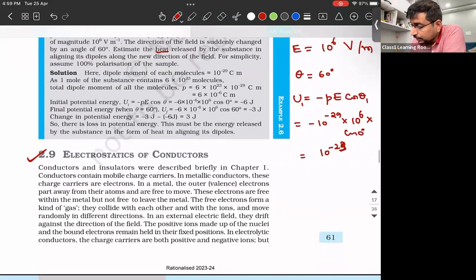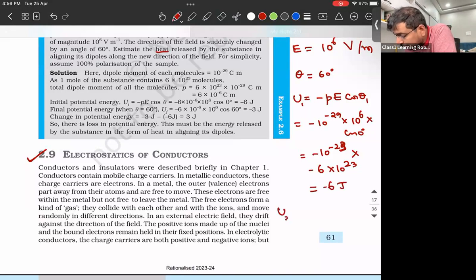This should be multiplied with the Avogadro number, which is 6.023 into 10 power 23. Can I take it as 6 itself? So 6 into 10 power 23. The answer here is going to be negative of 6 joule. Right. Now, what is the value of U2? Using the same procedure, calculate and tell me how much the value of U2 is going to come out to be. Don't look at the solution.